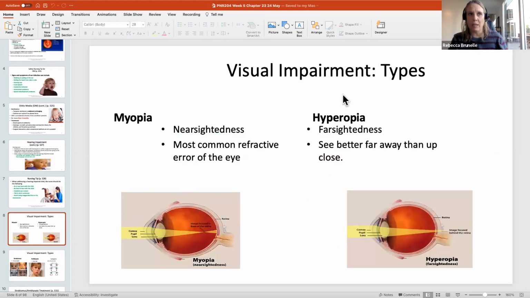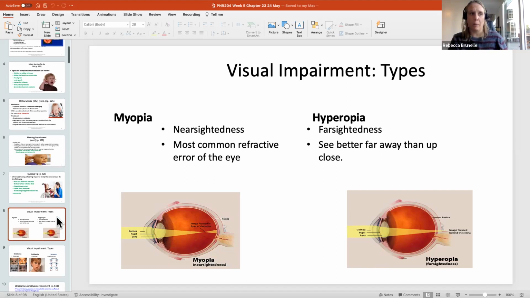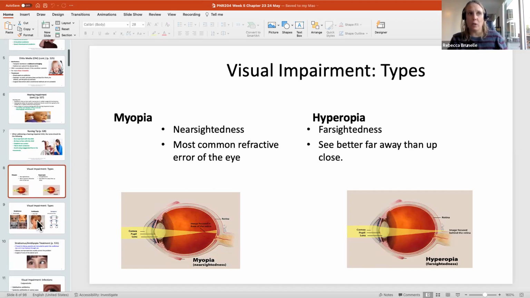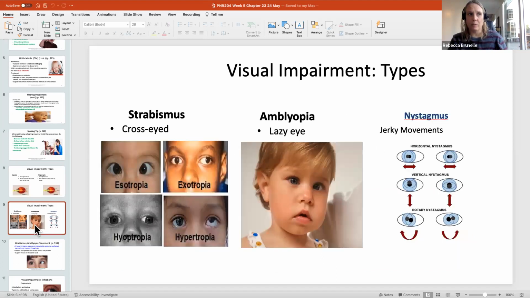So the two main types of visual impairments are myopia and hyperopia. Myopia is nearsightedness, where you see better up close. And hyperopia is farsightedness, where you see better far away. So usually visual impairments are described as either myopia or hyperopia. Kids can also have problems with the nerves that control the eye. So there's strabismus and amblyopia.